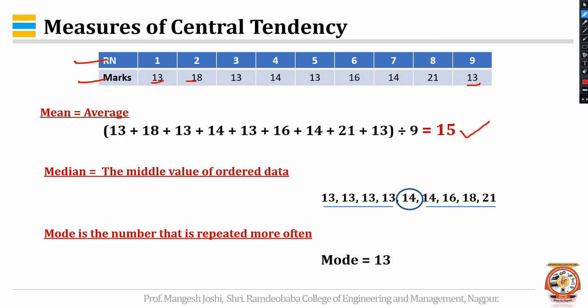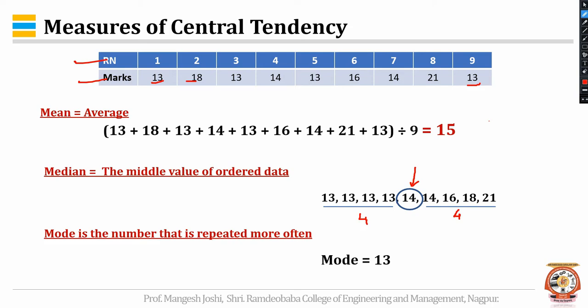Now median is the middle value of an ordered data. Remember, the data should be ordered. So for example, if you want to find the median of this set, first of all you have to arrange it in ascending order or descending order. So we have identified the median as 14 because it is the middle value. You have 4 values on the left-hand side and 4 values on the higher side.